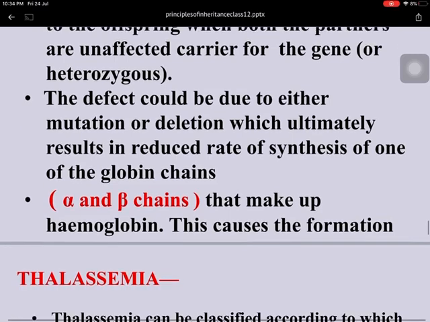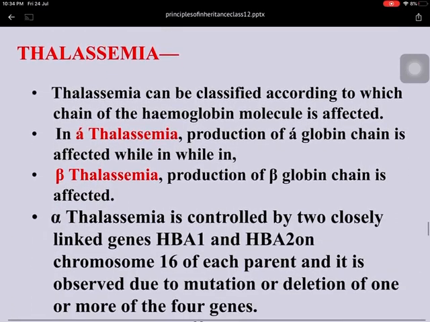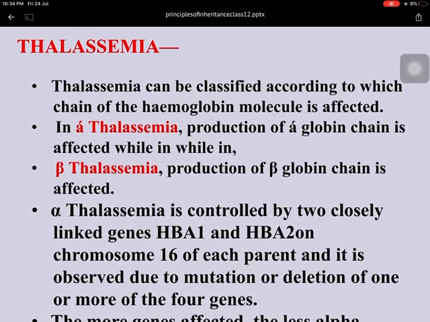So what do you understand here? Number 1, anemia. Number 2, pernicious anemia. Number 3, sickle cell anemia. Number 4, you have studied thalassemia. Thalassemia is also a type of, you can say, anemic condition.